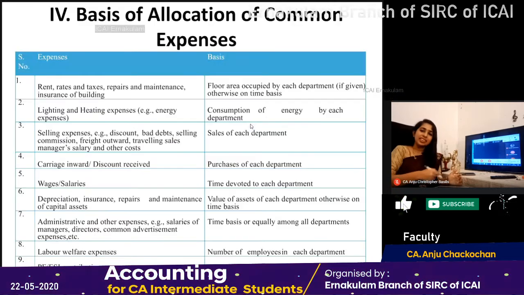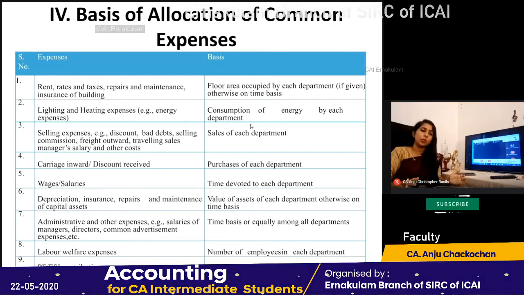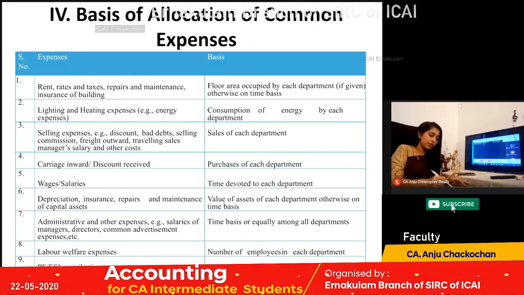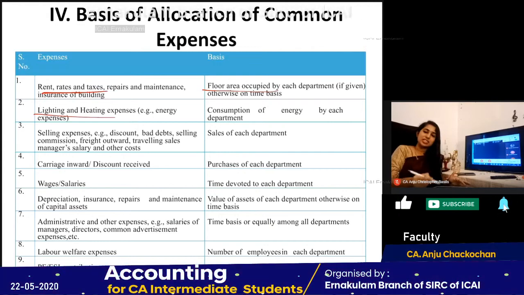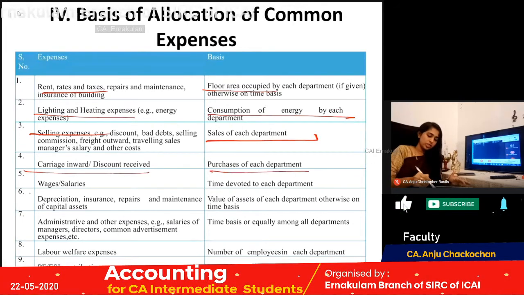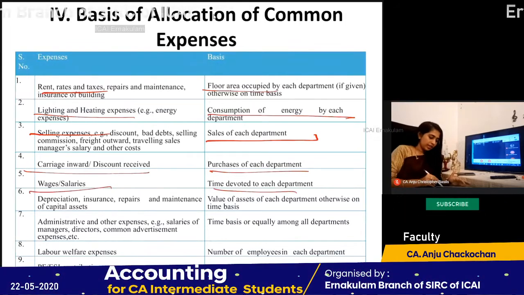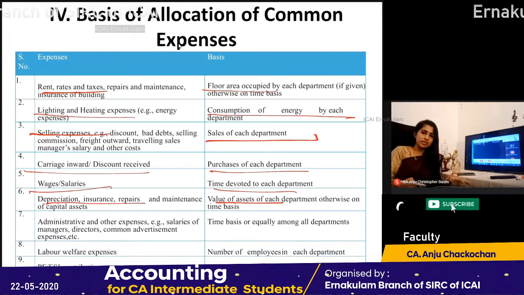And then what were the different expenses, and the basis on which we can do the allocation. Rent, rates and taxes on the basis of floor area. Lighting and heating on the basis of consumption of energy. Selling expenses on the basis of sales, the turnover. Carriage inward on the basis of purchases. Wages on the basis of time devoted or the number of employees. And depreciation on the basis of value of assets.